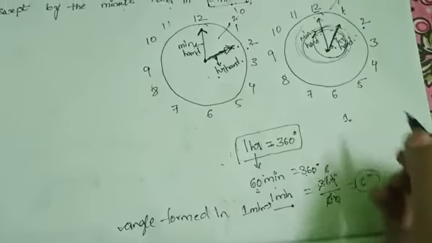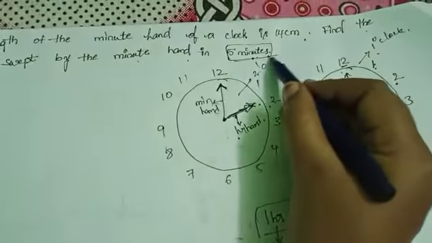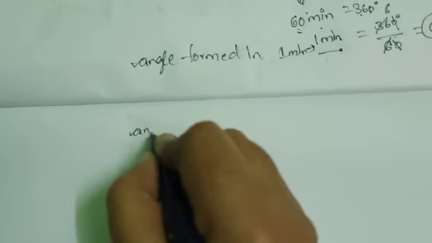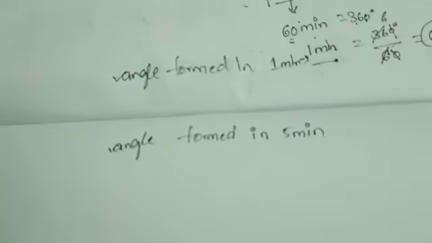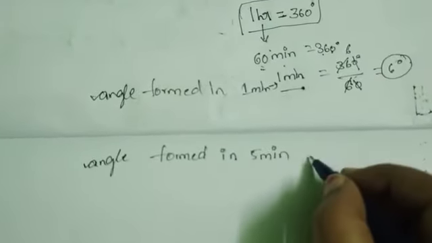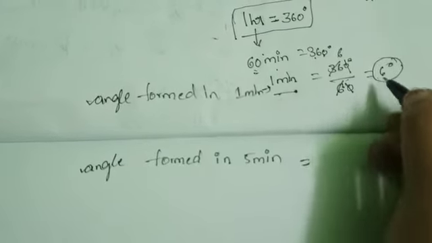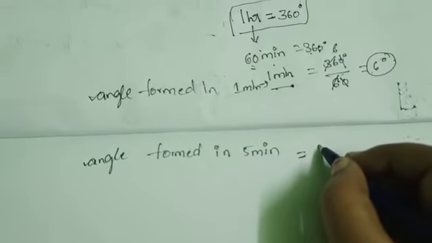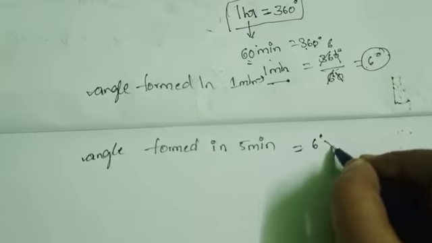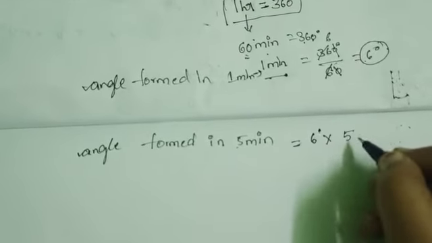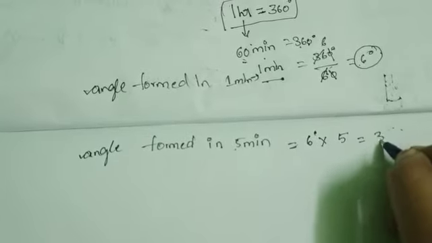Here we want the angle formed in 5 minutes. The angle formed in 5 minutes equals 1 minute 6 degrees into 5 minutes. How much? 30 degrees.